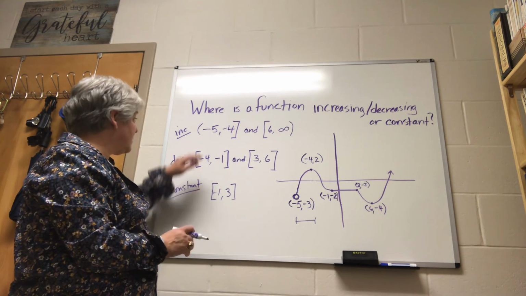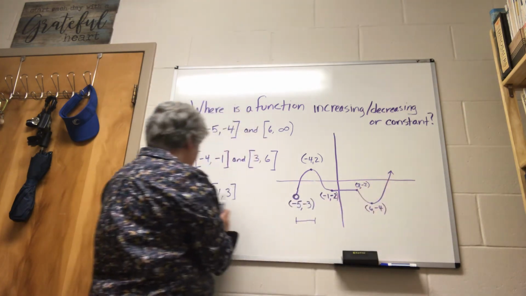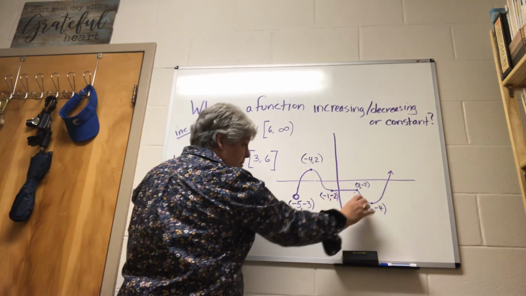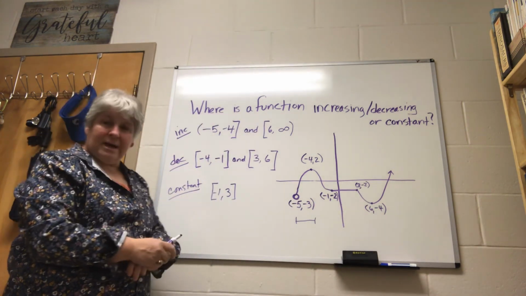So we have identified all the places where the graph was climbing, all the places where the graph was going down, and we also identified where it was constant.